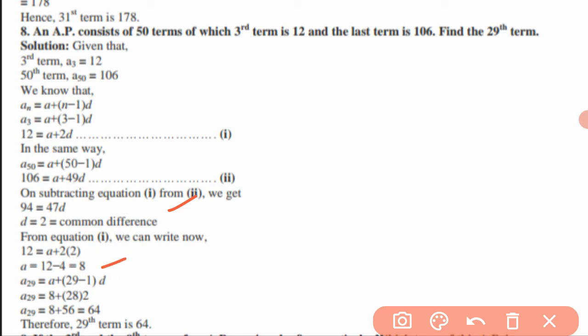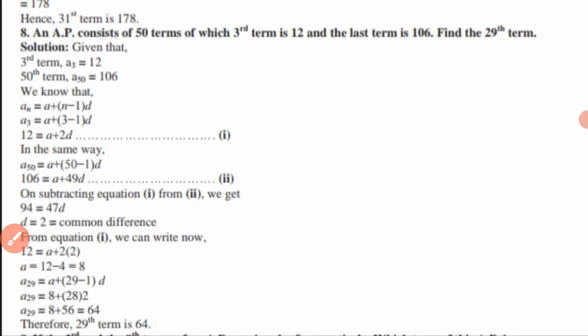Now we have to find the 29th term. For the 29th term we can put the formula a plus 29 minus 1 into d. So the value of the 29th term will be 64. So the answer will be 64.